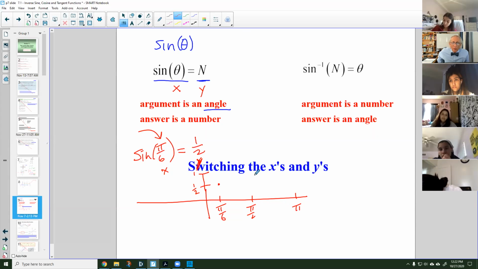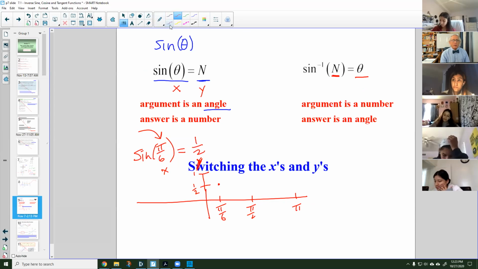Okay. So if I want an inverse trigonometric function, I'm going to switch the x's and the y's. I'm going to say the argument of an inverse trigonometric function is a number, and the answer is an angle. All I'm doing is taking the x's and the y's and switching them one for the other.